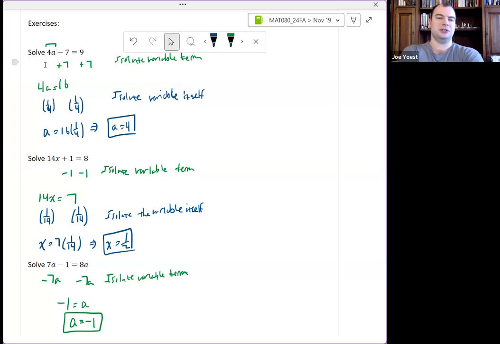Now I have 4a equals 16. I want to isolate the variable itself now. I want to get the a by itself. It is multiplied by 4. I choose to multiply by the multiplicative inverse of that coefficient, 1/4, on both sides. So I have 4 times 1/4 is 1 times a, or 1a, we just write as a. And on the right side, I have 16 times 1/4. 16/4 is 4. So I have a equals 4.